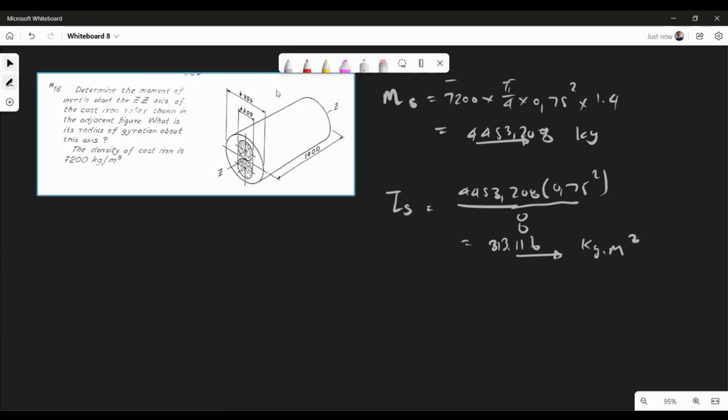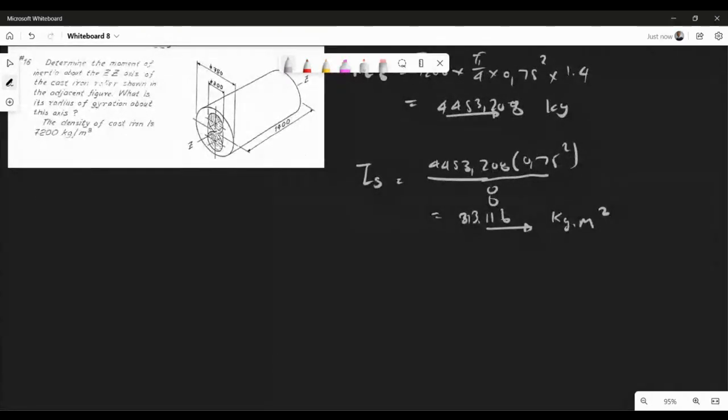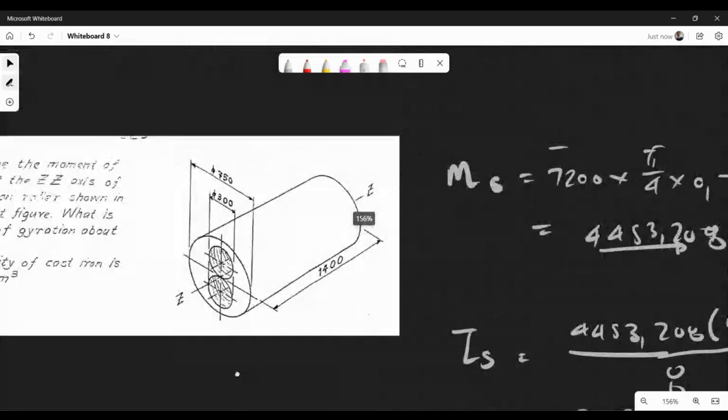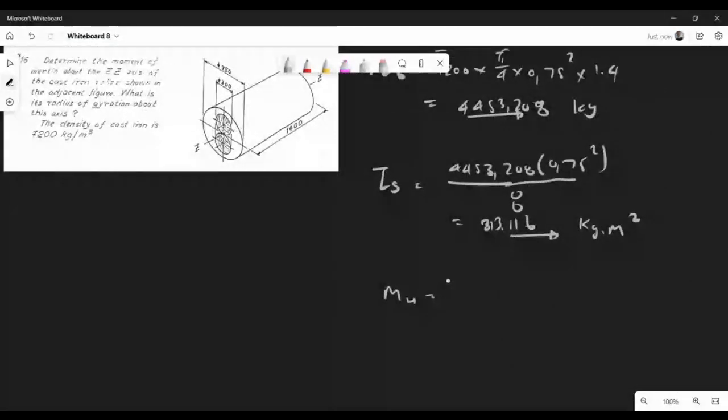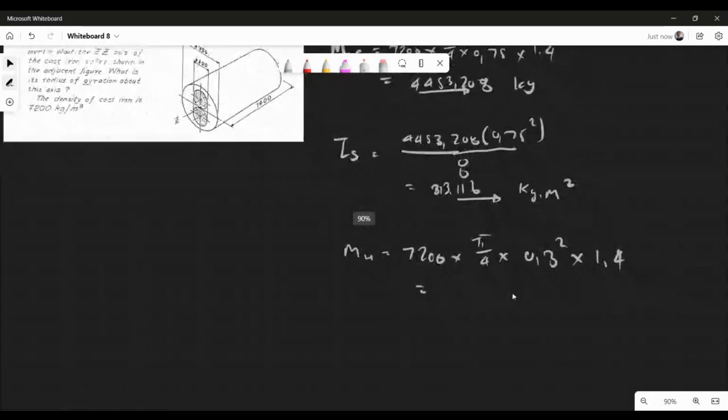And that is fine. So the next step is to work out the hollow parts, just like Prof. Duplessis says. So we have to work out those two small circles. So we're going to call it mass hollow first. Mass hollow. And the diameter is that 300 over there? Yeah, it's 300 millimeters. So that's going to be the same material, 7,200 times pi over 4 times 0.3 squared times the length, which was 1.4. Right. Okay, let's get that mass as well, in kilograms.